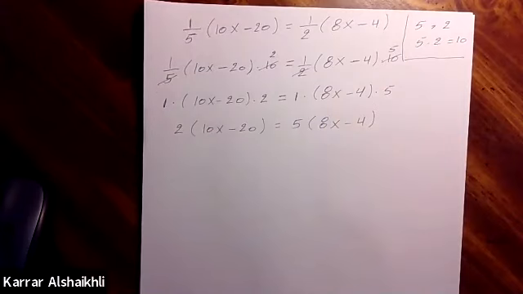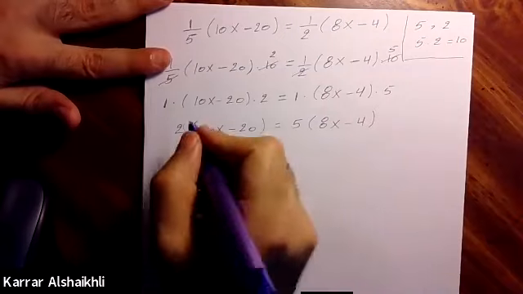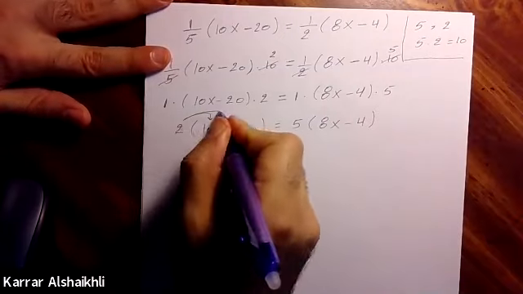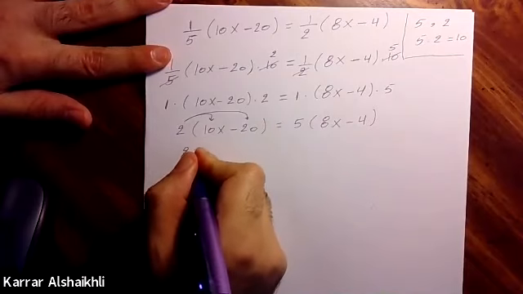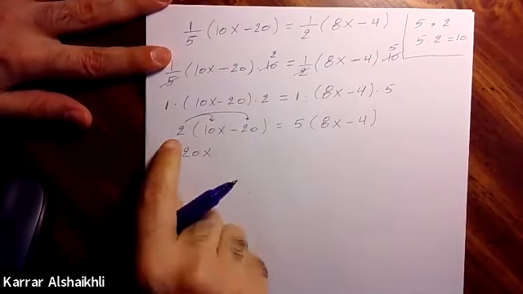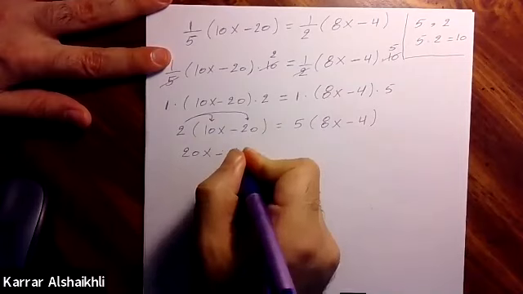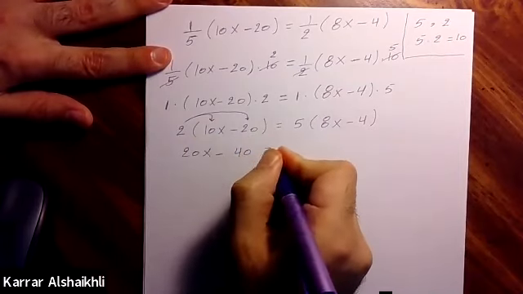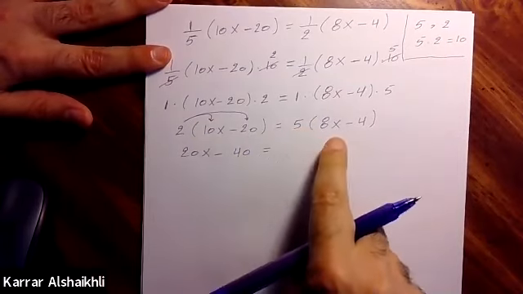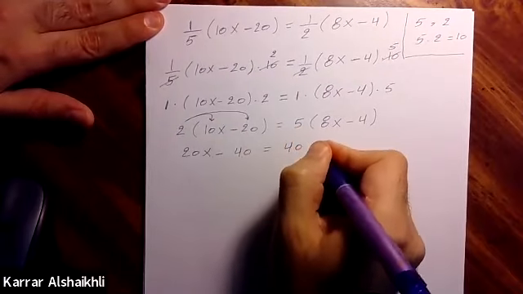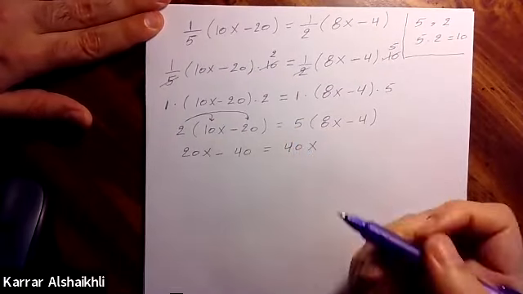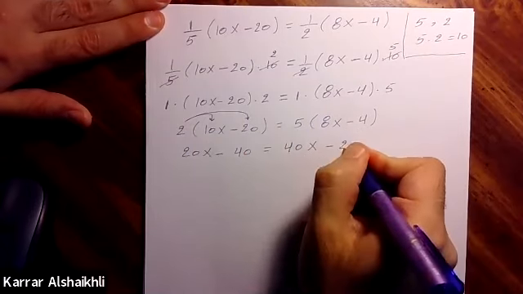Now we have a number with parentheses, so we're going to use the distributive property. 2 times 10 and 2 times 20. 2 times 10 is going to be 20x. 2 times 20 is going to be minus 40 equal. 5 times 8 is going to be 40x. 5 times negative 4 is minus 20.